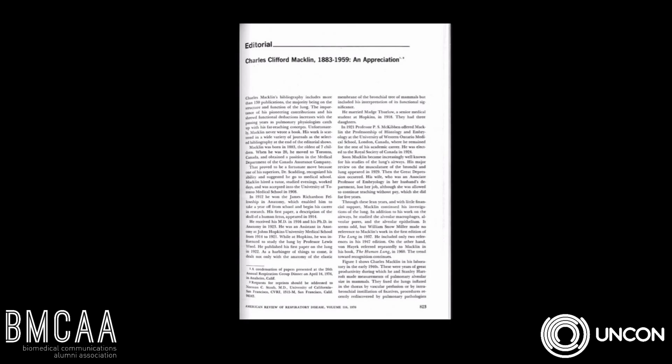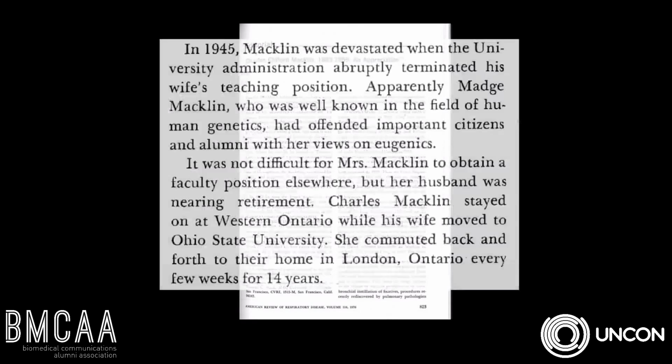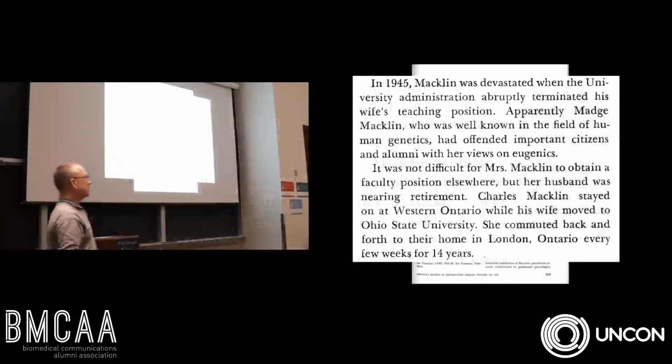It's the first paper that I found. When I Googled Macklin, this came up as a piece of literature. And a lot of what I've just told you about his life is in there. But then there was this paragraph here. In 1945, Macklin was devastated when the university administration abruptly terminated his wife's teaching position. So she traveled with him to Western. She was an American, and was a sessional instructor. She didn't get a full-time position. But they canceled her contract in 1945 at the end of the Second World War.